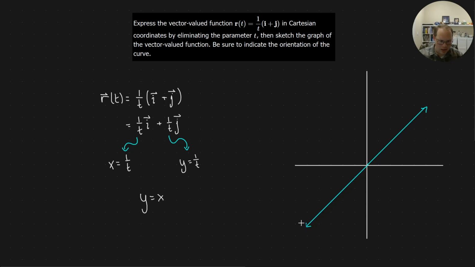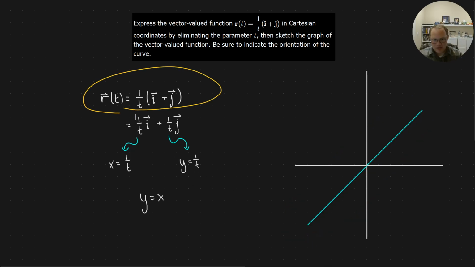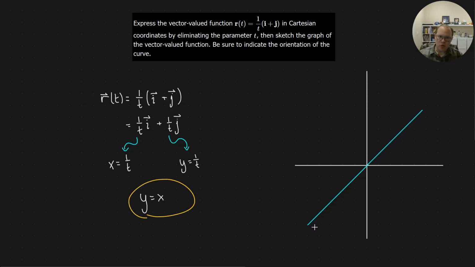Okay, and I draw these arrows out of habit, but I don't want to draw them since I want to emphasize the orientation. I don't want to confuse us with multiple arrows. Okay, so that's the curve. That's the line that this vector valued function describes, summarized by this equation where we have eliminated the parameter t. But what we want to do is describe the orientation. Which direction are we going?